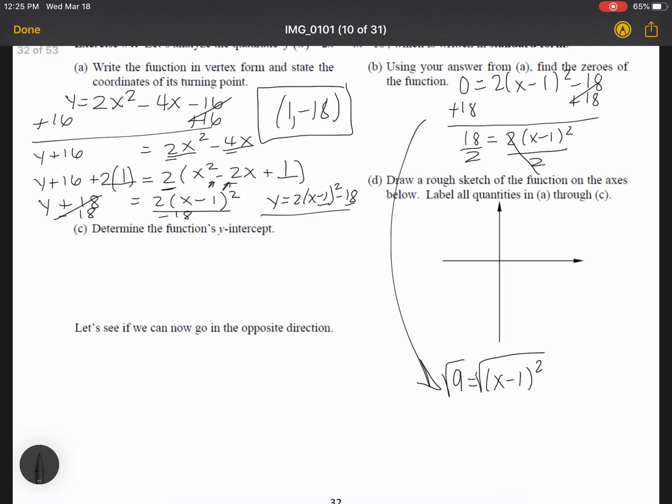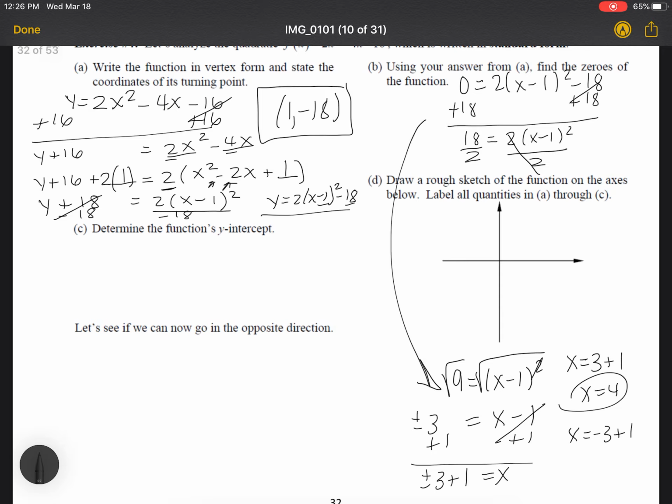Okay, get rid of that squared by taking the square root of both sides. That's going to cancel with the squared on the right-hand side to leave us with x minus 1. Square root of 9 is 3, but don't forget you need to put a plus or minus in front of that. Finally, just add 1 to both sides to get plus or minus 3 plus 1. And then if we want to split that up into our two solutions, one is going to say 3 plus 1. The other one's going to be negative 3 plus 1. So we get 4 and negative 2. So those are our two solutions.